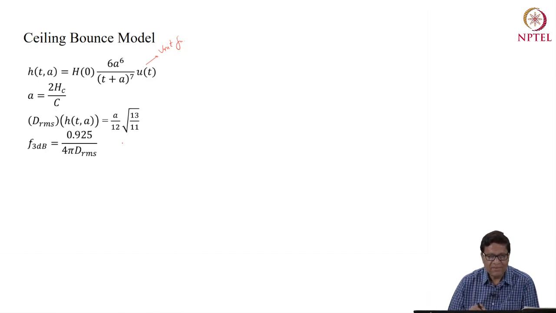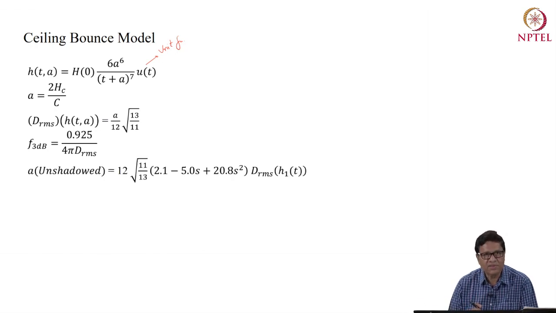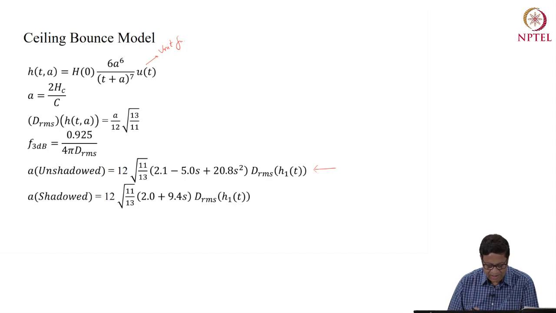And it may not have flexibility, but this has been computed for two types of scenario where the value of a is different: when there are no blockages or shadow coming inside the room, a unshadowed is given by this formula. And similarly, a shadowed, when you have blockages, is given by this formula.